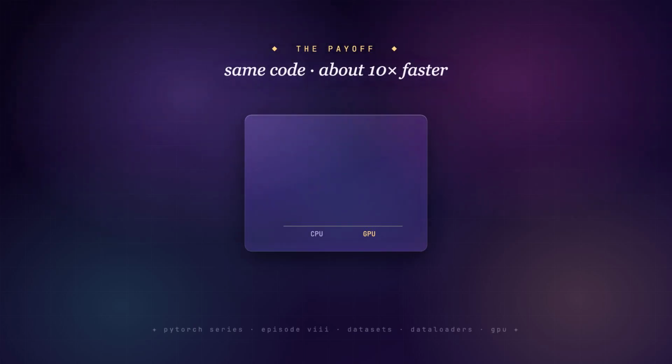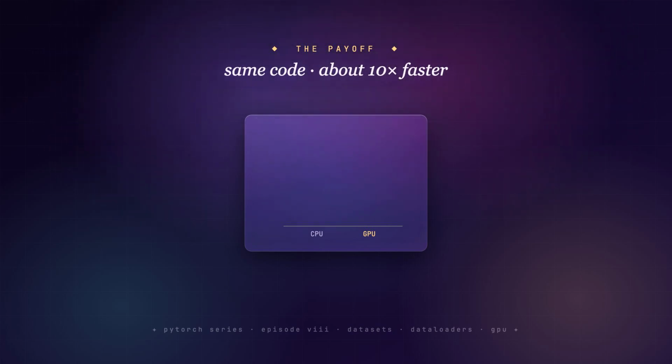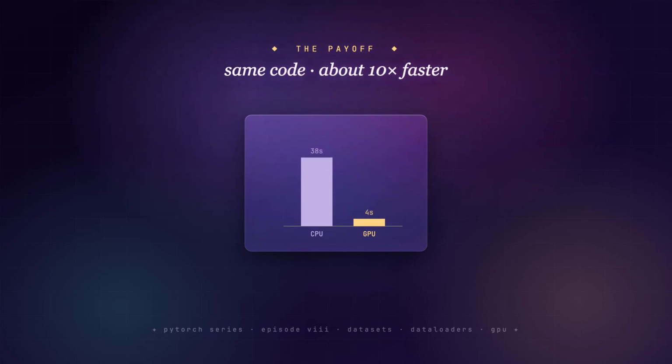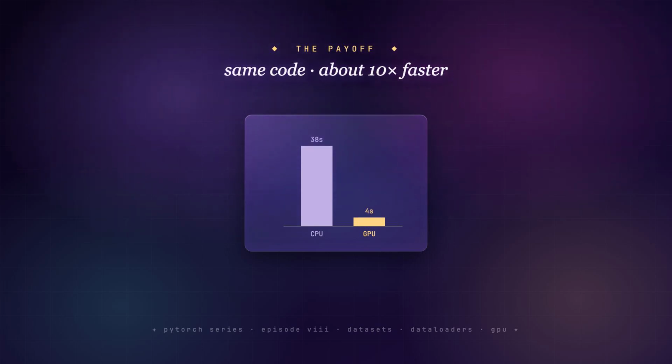And here's the payoff. The exact same training loop, same model, same data, same code, runs on CPU in 38 seconds and on the GPU in 4. That roughly 10x speedup is the matmul parallelism we talked about back in episode 1 finally cashing in. And it only shows up because we made the model big enough to keep the GPU busy. The pipeline's ready: custom datasets, batched DataLoaders, everything on the GPU. Now we point all of it at language.